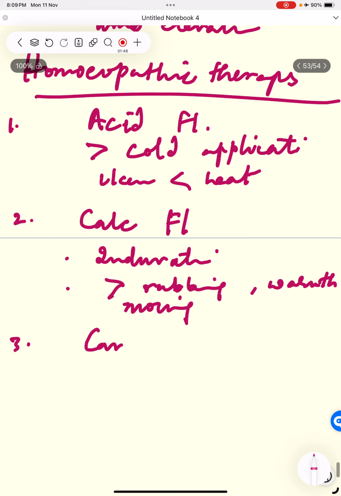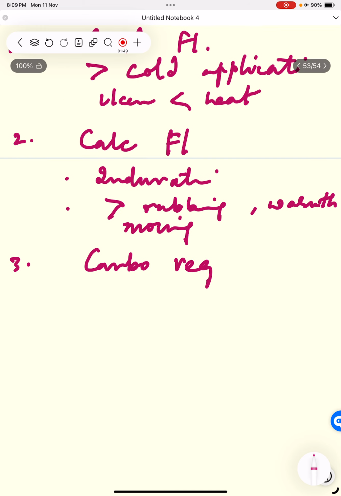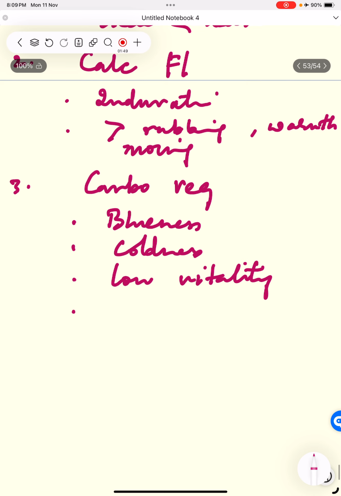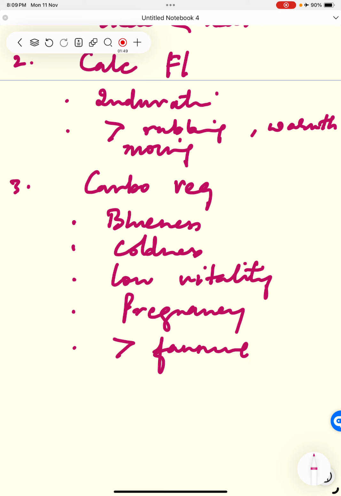Another remedy you can think of, commonly given in these cases, is Carbo vegetabilis. Now, Carbo veg has to have some blueness, coldness. Patient will be having low vitality, and this is one remedy that you can think of during pregnancy in case the female is coming with varicose vein. And one modality is the patient will be very much helped by fanning.